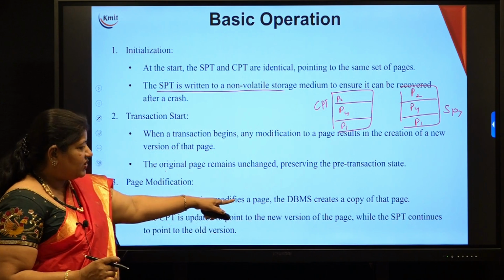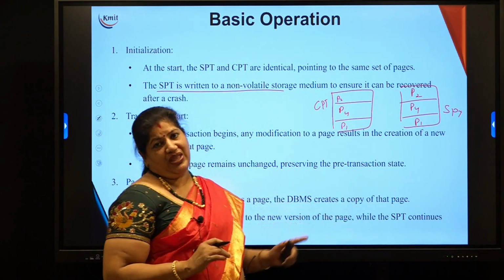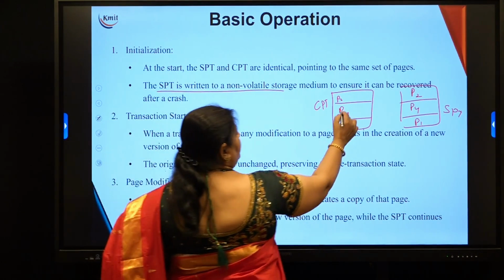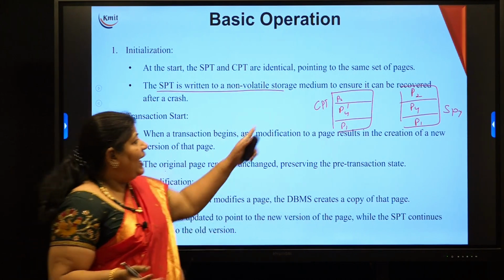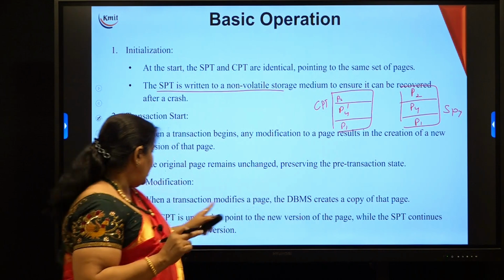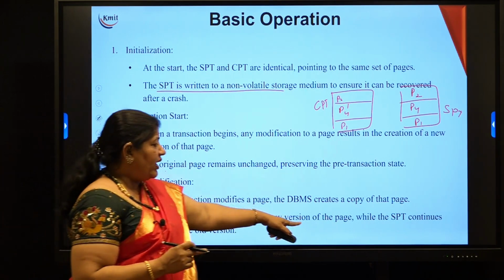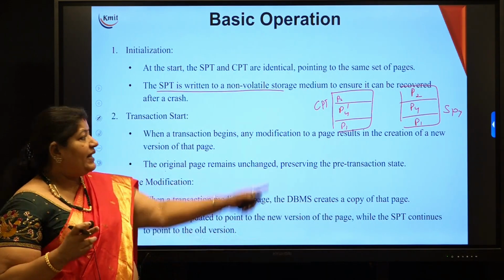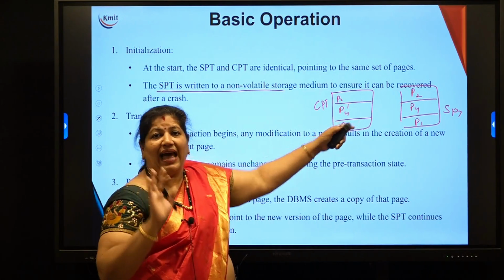When a transaction modifies a page, the DBMS creates a copy of that page. Let me say P4 is being modified. There is a copy of it, and the CPT will point to that copy instead of the original. The CPT is updated to point to the new version of the page, while the SPT continues to point to the old version, which is not modified and stays as it is.